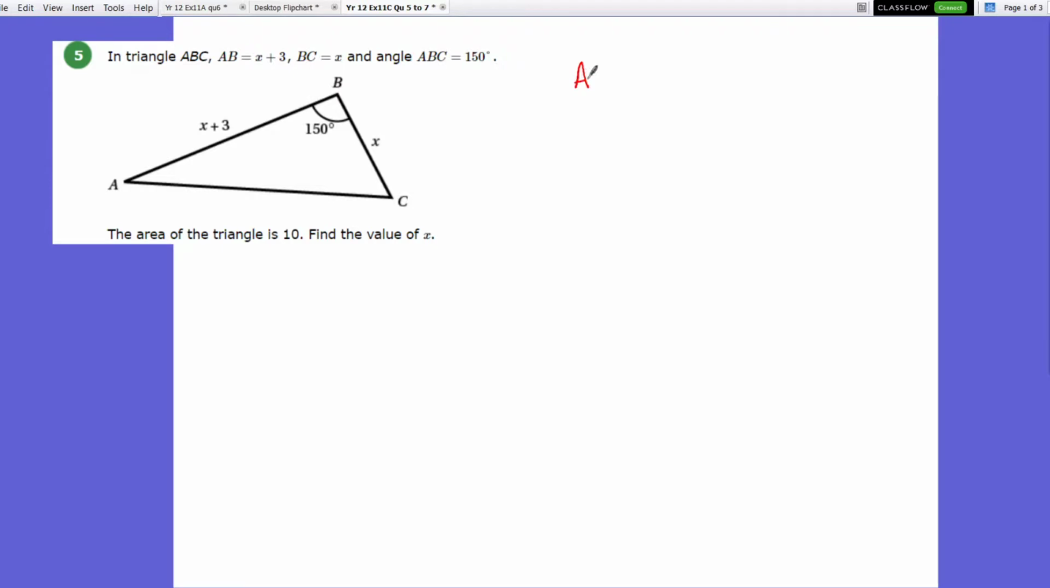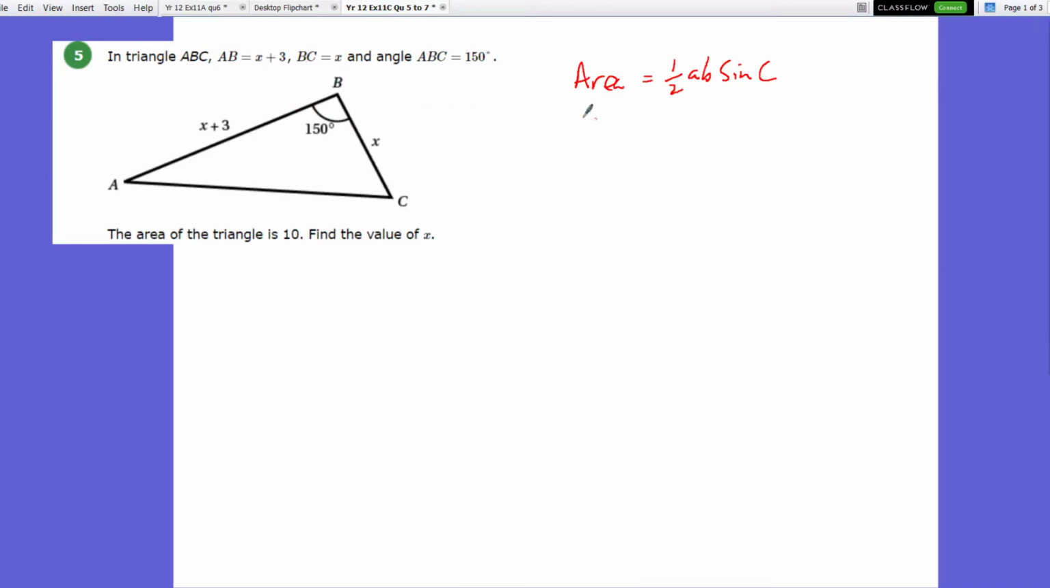So the area of a non-right angle triangle is half AB sine C. Okay, so let's just make some sense of this formula. The angle C is the angle that's been given, and A and B are the sides on either side of this angle, the sides adjacent to this angle, that make this angle.